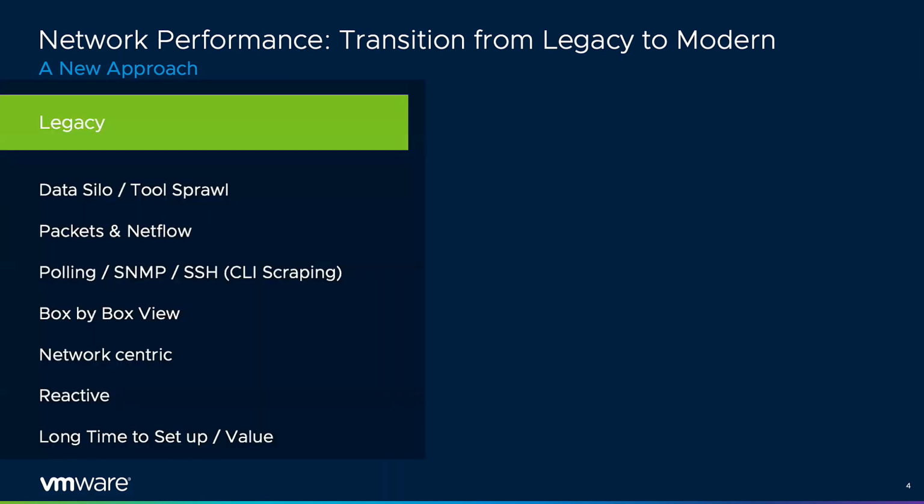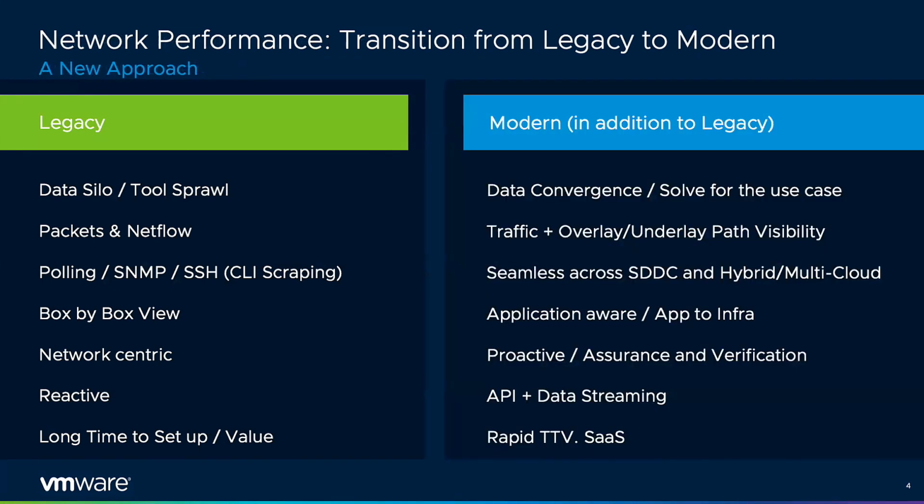And I'm going to quickly lay this out, right? From a legacy perspective, you get the data silos, you get the tool sprawl, the packets and the NetFlow, thank God for them, right? To get the visibility into this. How do you poll information, SNMP, SSH, box by box view? Very network centric, right? Not necessarily application centric, sometimes reactive. And then setup is a challenge as well in different vendors and so on. The way we look at this is you need all this, right?